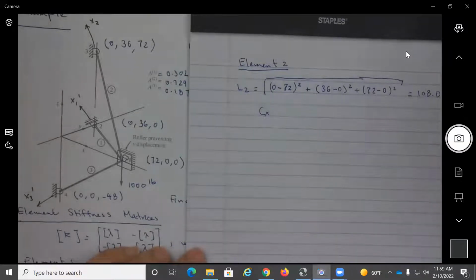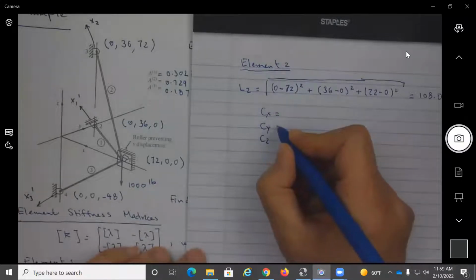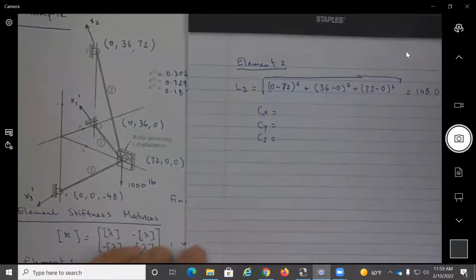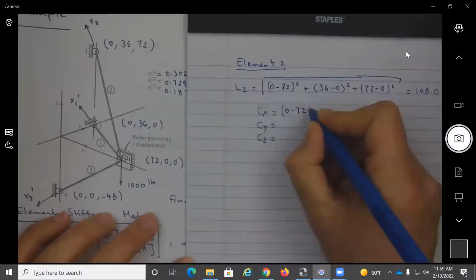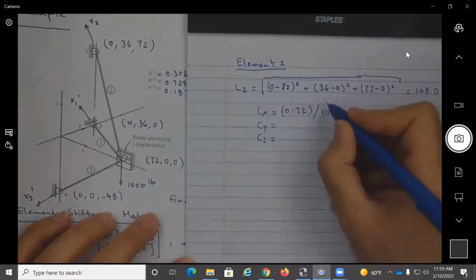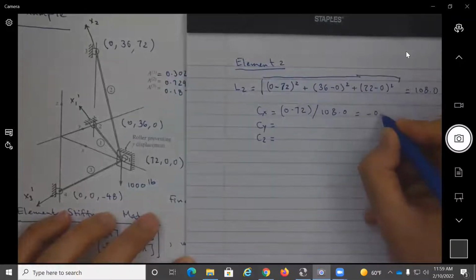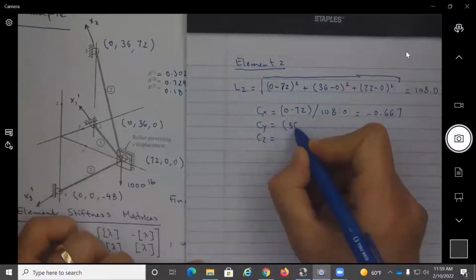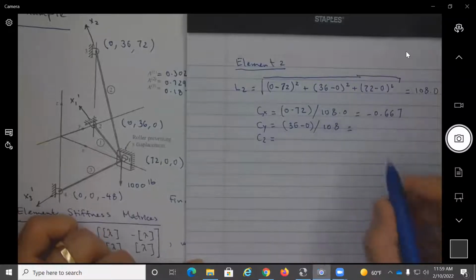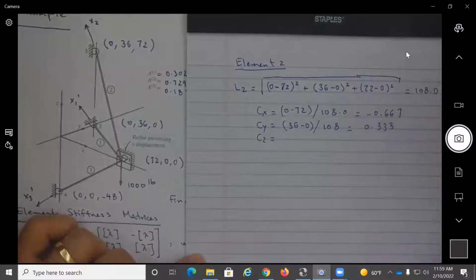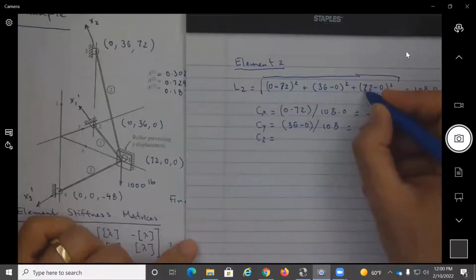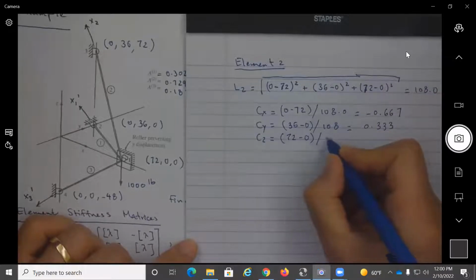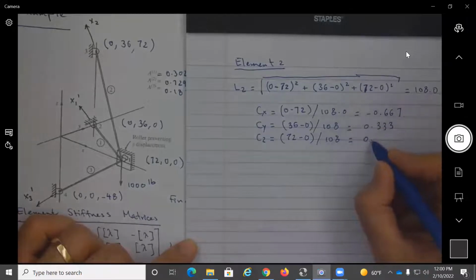Next, we're going to look at CX, CY, and CZ. So CX would be 0 minus 72 divided by 108. I get a minus 0.667. For CY, I get a 36 minus 0 over 108, and I get here 0.333. Of course, I would recommend using at least 5 significant digits, but let's focus here on the process. CZ would be this 72 minus 0 divided by 108, and I get 0.667.